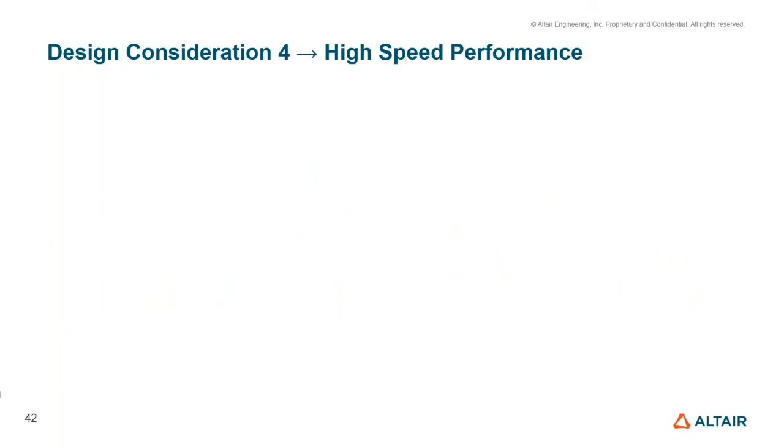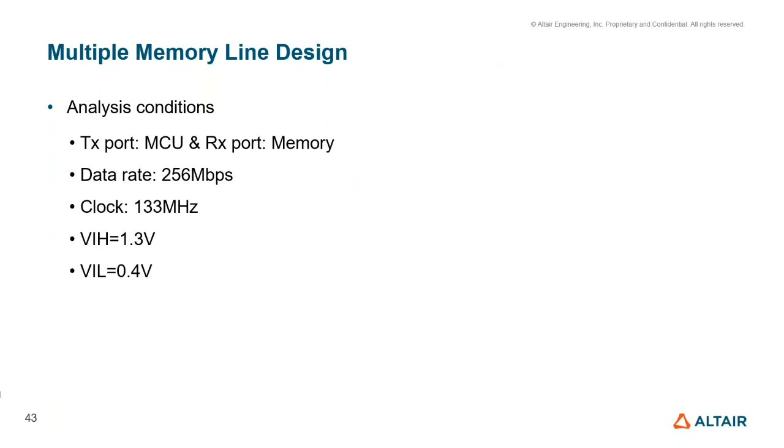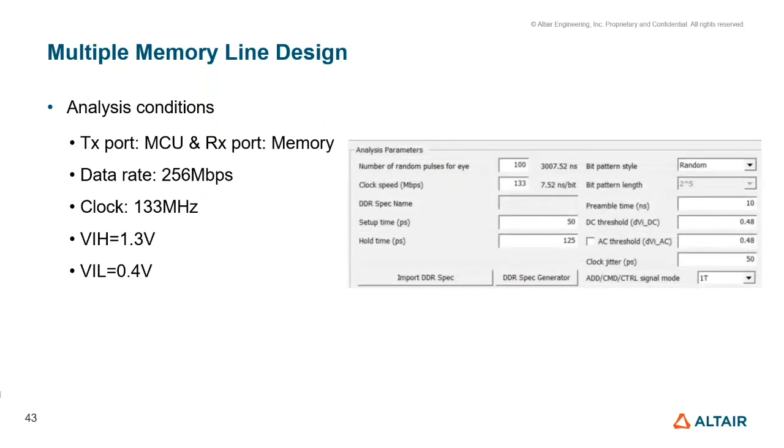Having seen that, let's look at our fourth design consideration, which again involves high-speed performance, wherein the high-speed bus lines of memory need to satisfy the DDR regulation. Here we can see we have decided on a few network analysis conditions. We have the transmission port as microcontroller and reception port as memory. We have a data rate of 256 megabits per second. We have clock rate running at 133 megahertz, and we have also set the input high and input low voltage. But once these conditions are set, we will see the results on the next slide.